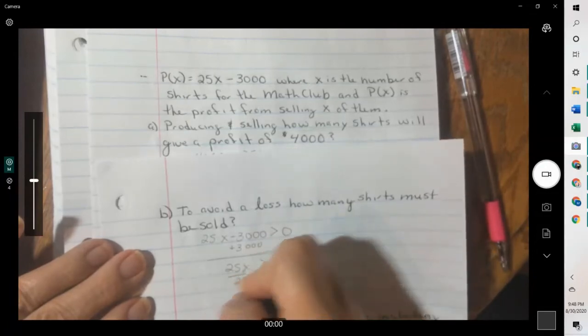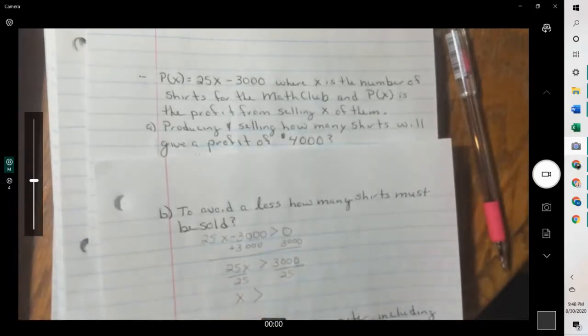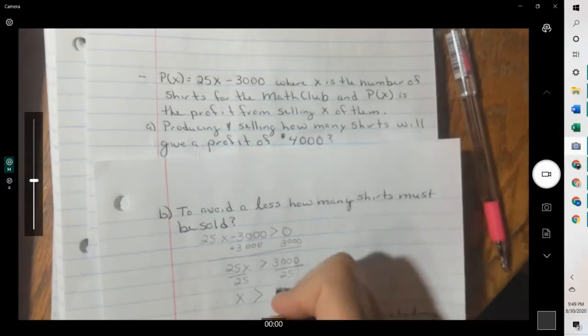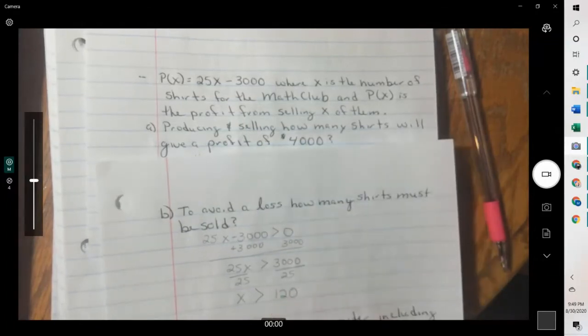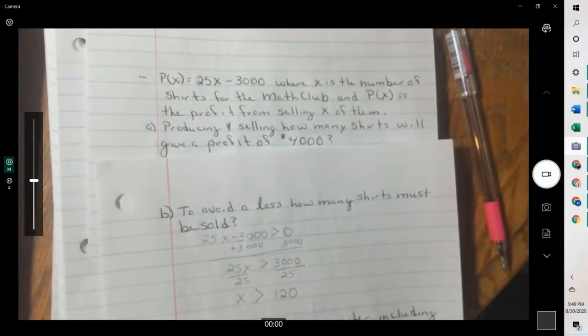And divide by the 25. x is 120. So we need to sell at least 120 shirts so we don't lose any money. Now, if we sell 120, that's when it equals 0. We broke even. We made just enough money to cover what we spent. So that's what that 120 is. That's your break-even point.